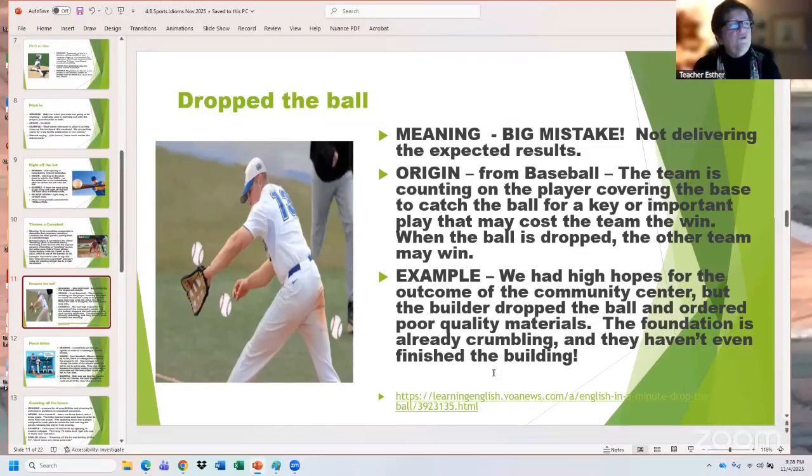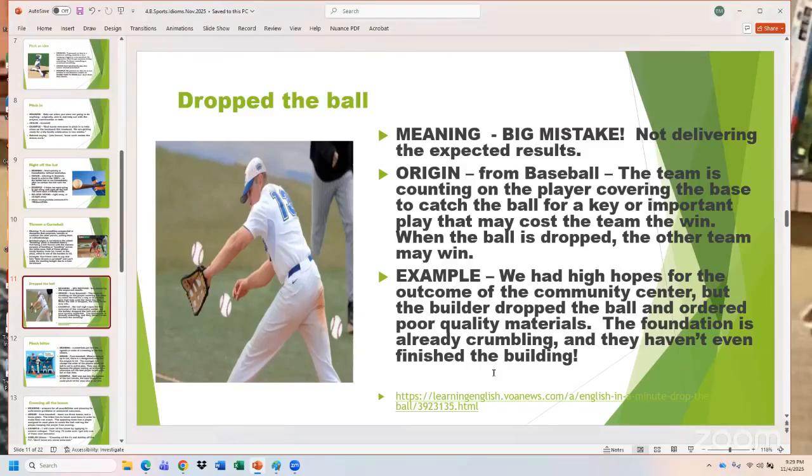Okay, next one: dropped the ball, or drop the ball. Tiet, are you able to read this? Drop the ball, meaning a bad mistake, not delivering the expected result. Origin from baseball: the term is counting on the player to catch the ball for a key or important play that may cause the team the win.